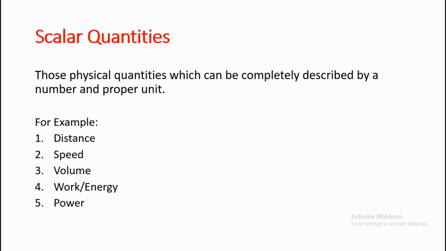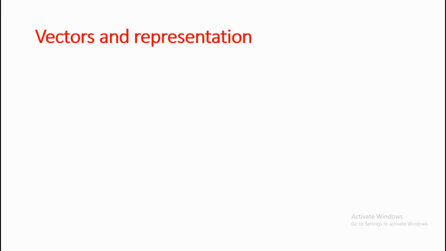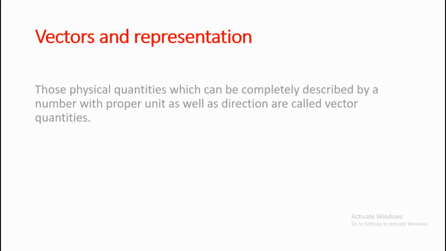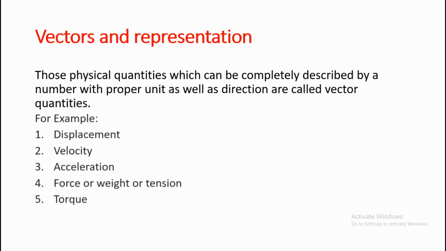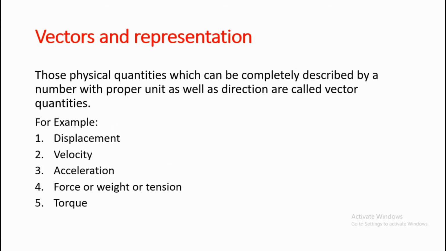So 20 is a number which shows how fast or slow the body is, and meter per second is the unit of the speed. Opposite to scalar, there are vectors. Those physical quantities for which we need direction as well, they are called vectors. That is, besides magnitude, we need direction as well. For example, we have displacement, velocity, acceleration, force, weight, and torque.